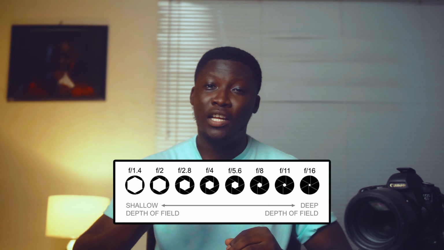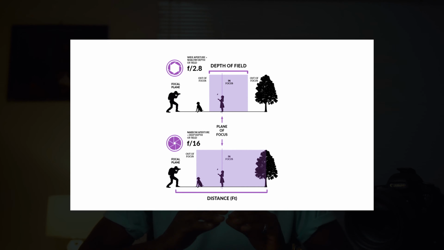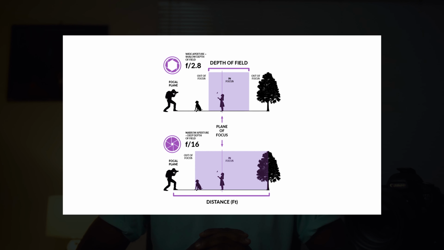Low f-stop, shallow depth of field or small depth of field, and high f-stop, large depth of field or deep depth of field. Pretty simple, right? The last thing we're going to talk about is shutter speed. Shutter speed is pretty simple.